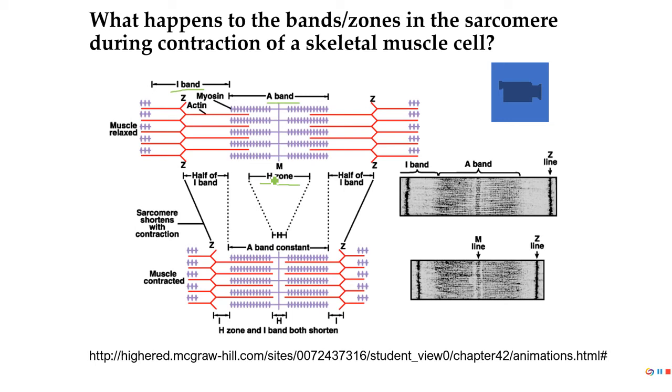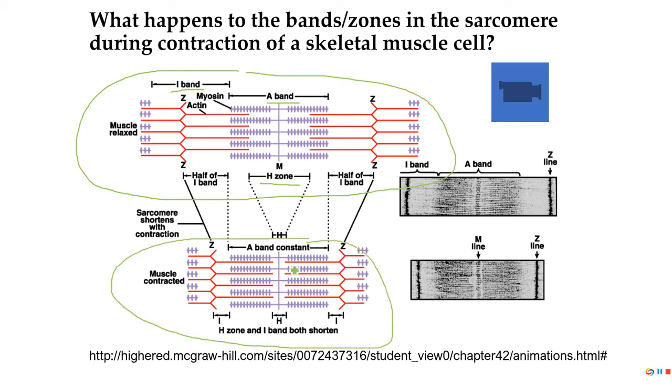Now, if you notice when we go from up here, where we've got a relaxed muscle, to down here where we've got a contracted muscle, notice that the A band stays constant because the length of all of these proteins doesn't change. The only thing that's changing is that we're pulling actin towards the middle, and so the overlap changes. And so in this case, the I band gets shortened, and that's this part here, and the H band shortens. This is because the overlap is changing between actin and myosin.